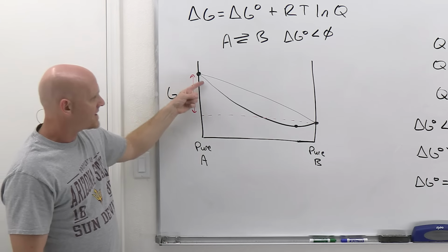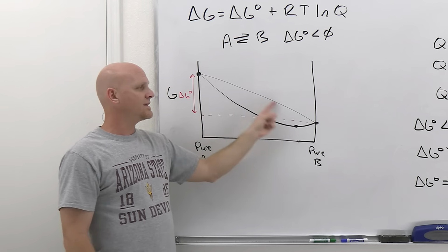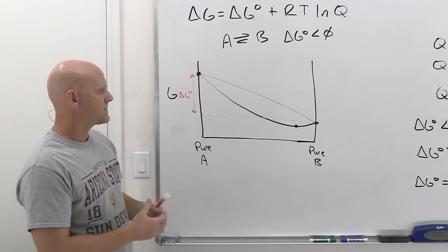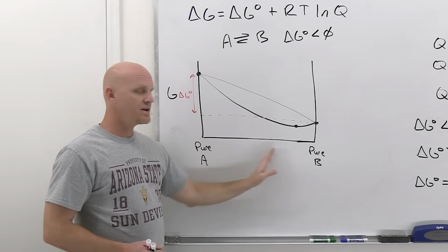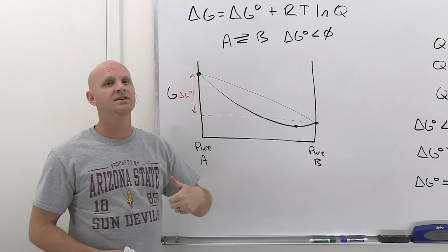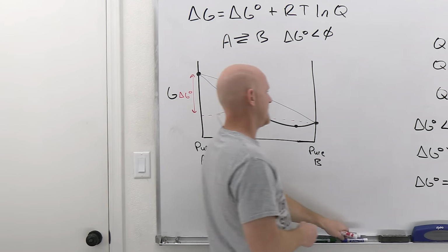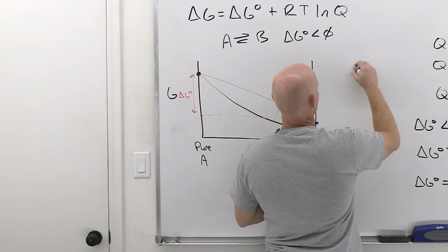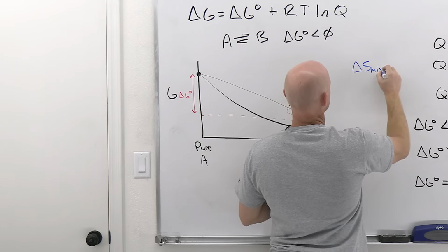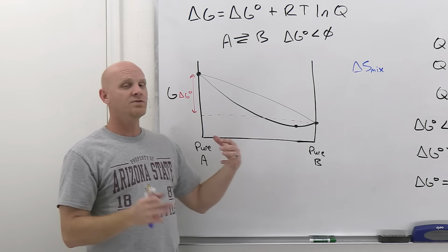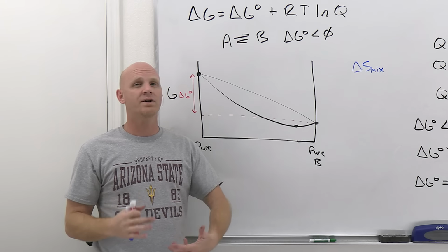Now, why is the actual curve lower than this straight line that, truth be told, doesn't actually correspond to anything in reality? Well, it turns out that as long as you're somewhere in the middle, you have A and B mixed together. And the key word here is mixed together. When they mix together, you have this delta S of mixing term, this free energy of mixing. And if you recall, when you've got a mixture together, you have more possible microstates and therefore more entropy.